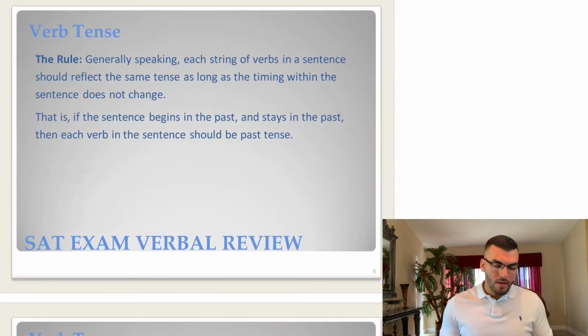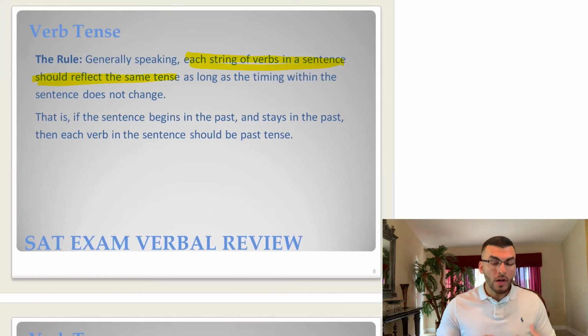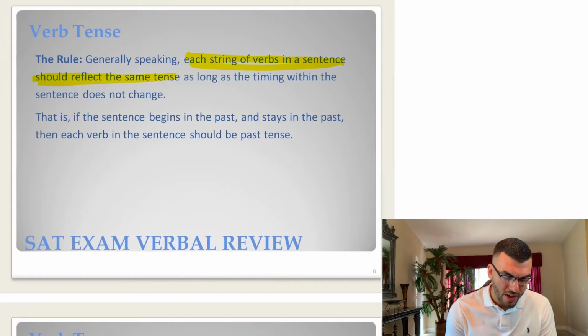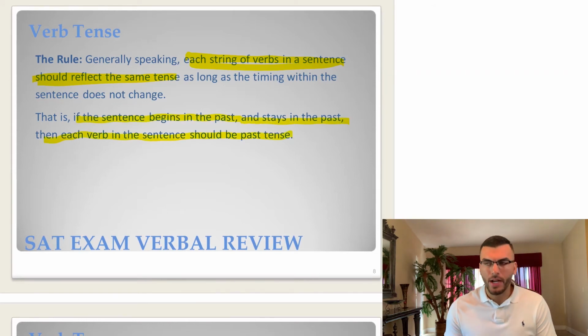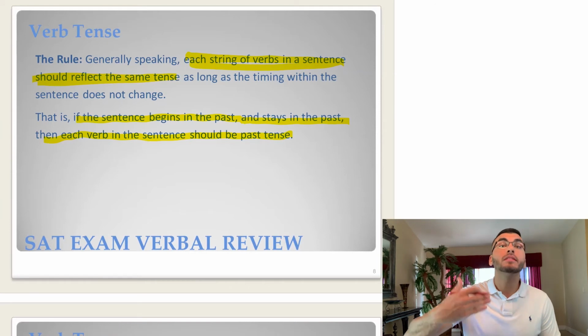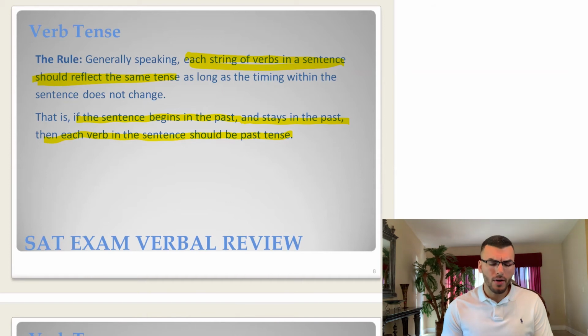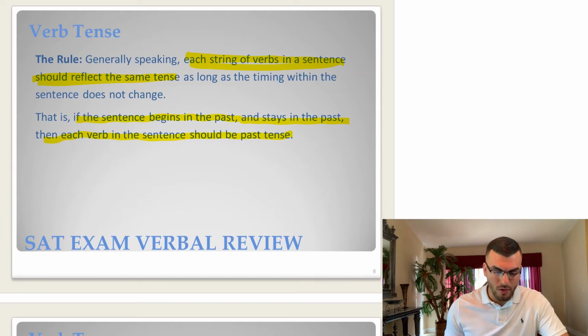So with verb tense, each string of verbs in a sentence should reflect the same tense. That's the main thing that you need to know, as long as the timing within the sentence doesn't change. So if the sentence begins in the past and stays in the past, then each verb in that string should be in the past tense as well. Present should reflect present tense, future should all reflect future tense. Real simple, not hard stuff. This is like 7th grade language arts, guys. I know it's been a while since we looked at it, but it's not difficult.